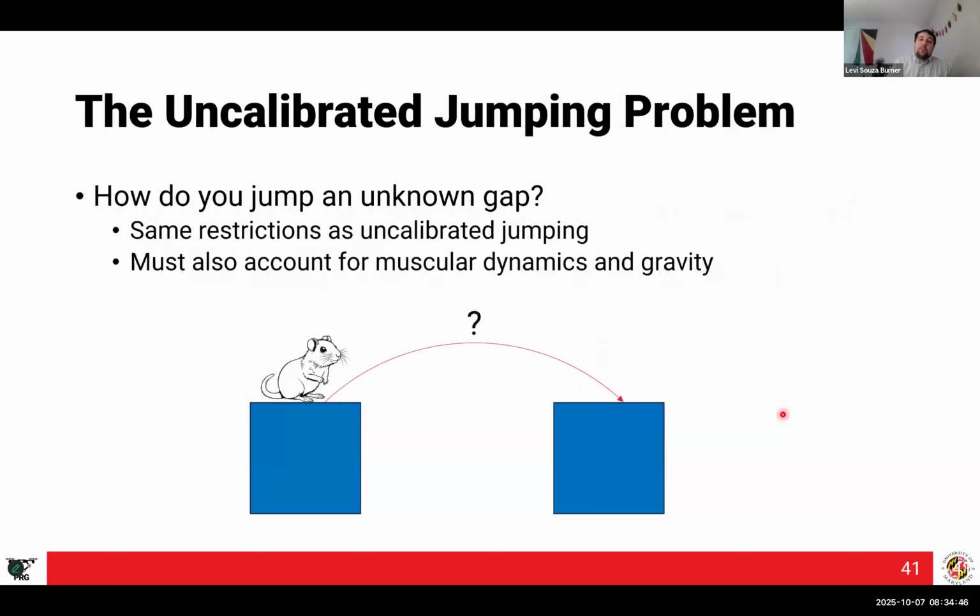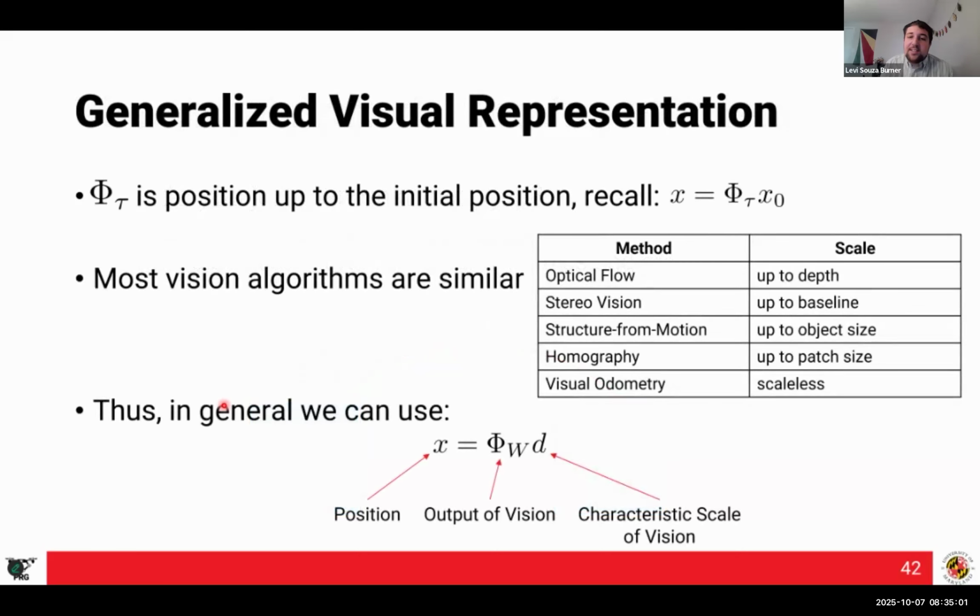The second problem that we considered is called uncalibrated jumping, which is where a robot needs to jump an unknown gap in an environment with an unknown gravitational force and with unknown muscular dynamics. We also solved this problem. To do so, we had to generalize our visual representations from what we had before. Before we assumed we had time to contact, and it gave us this transition matrix we called phi tau. But we can also show that almost all computer vision algorithms give us some sort of transition matrix like phi. However, the multiplier on the right-hand side can be different.